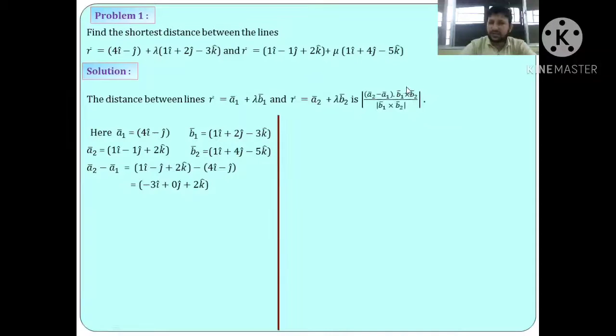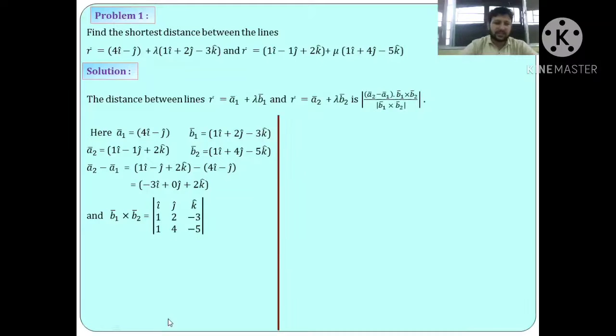Next, the calculation is related to the vector product of b1 bar with b2 bar. The vector product is always determined using the determinant method. Let us see b1 bar cross b2 bar. The first row has unit vectors i, j, k. The second row has the coefficients of vector b1 bar: 1, 2 and minus 3. The third row is for vector b2 bar coefficients of i, j, k: 1, 4 and minus 5.